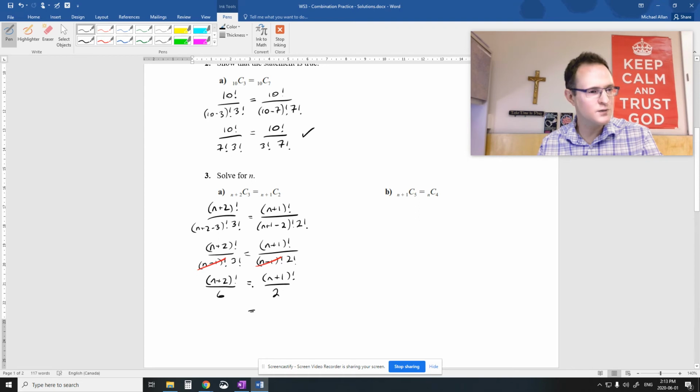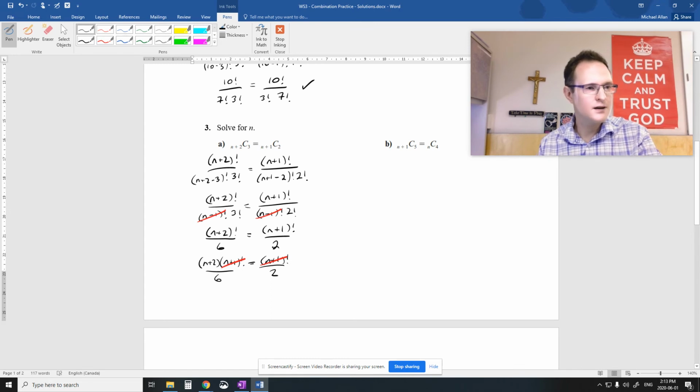So n plus 2 is bigger than n plus 1. So I'm going to start expanding that out. So 1 less than n plus 2 is n plus 1. So I'm going to stop there because on the other side, we have an n plus 1 as well. So those are going to reduce out. Perfect. I'm going to run out of space on this page. Let's go up here. Okay.